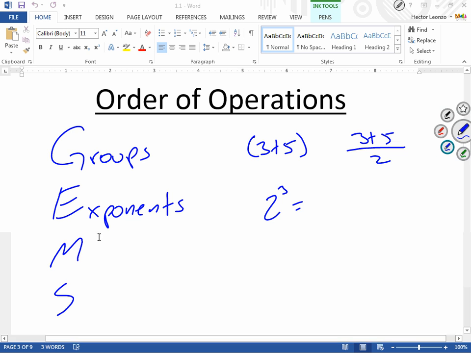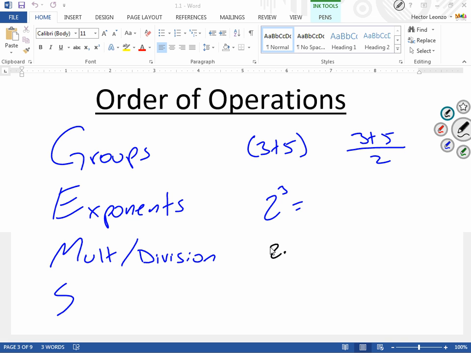Now the third step, and this is why I prefer GEMS instead of PEMDAS, the third step means multiplication and division. So multiplication and division are treated at the same time. So if we see more than one operation that is either multiplication or division, we treat them from left to right. Kind of like how we read. We read from left to right. Same thing with multiplication and division. What I mean is, let's say I had 2 times 3 times 5. So you see more than one operation, so you treat the one on the far left first, right? We go from left to right.